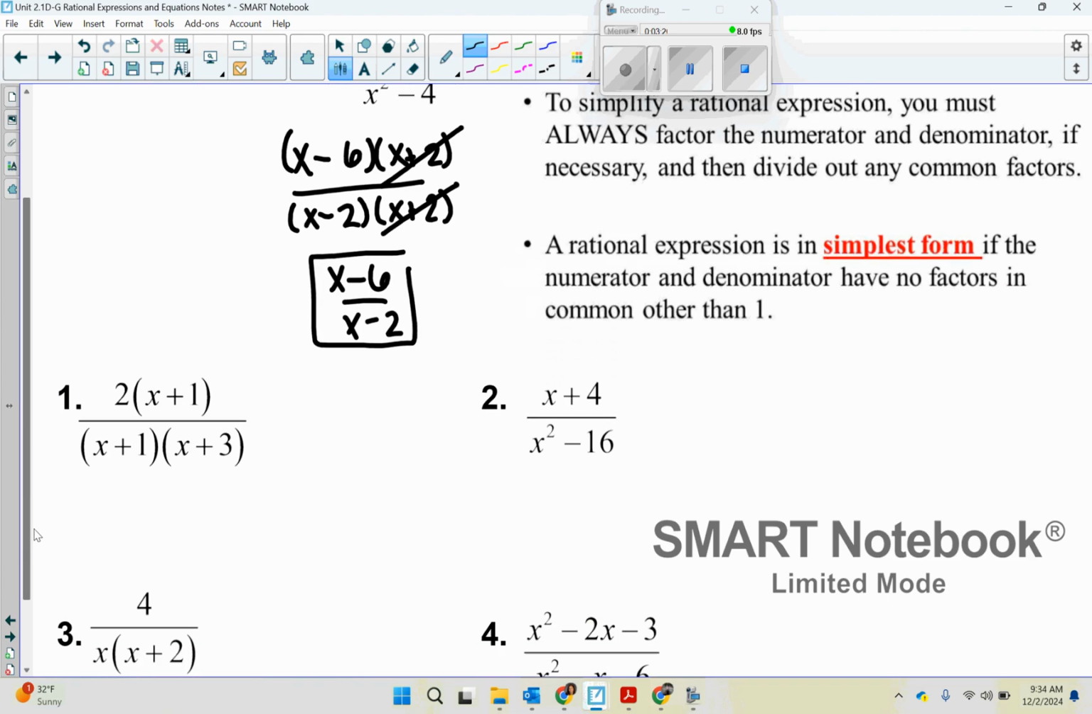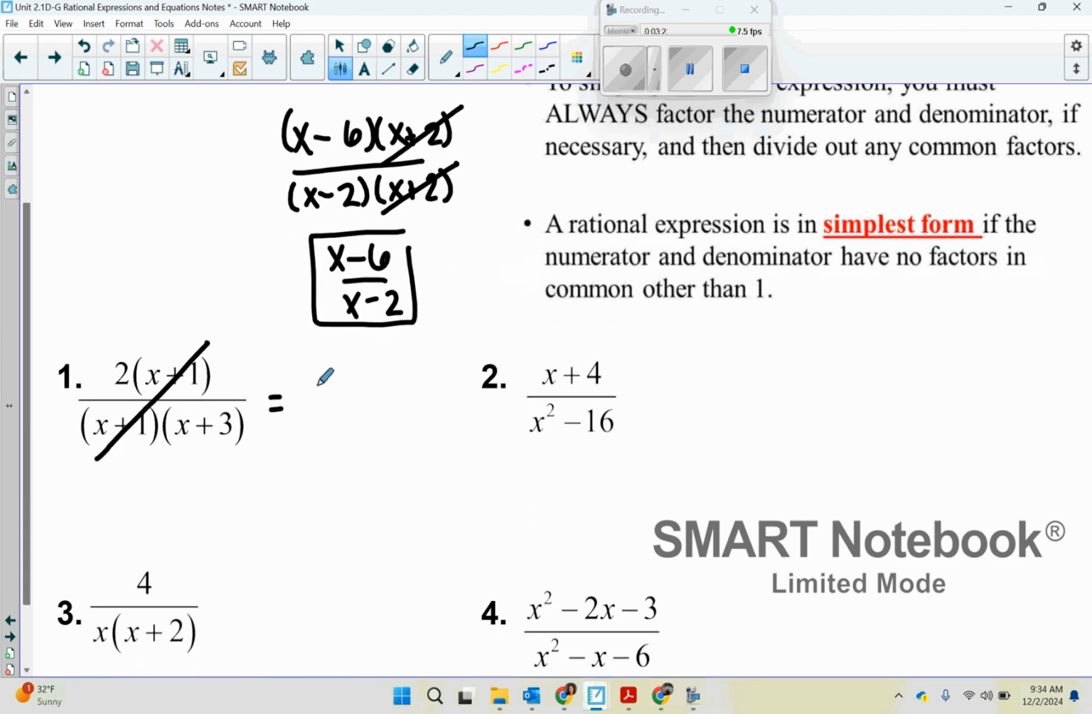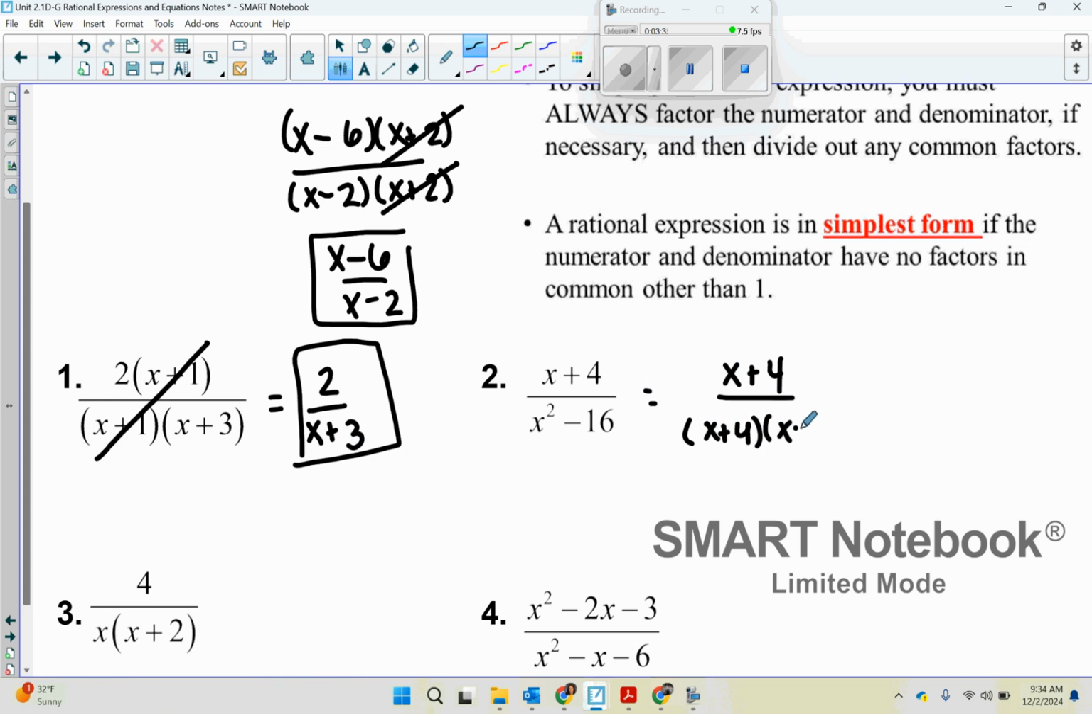Okay? Down here, we can cancel these, so we'll be left with 2 over x plus 3. Nothing you can do there, even if these are both 3's. Remember, we can't cancel because of terms in the denominator. Next, x plus 4 over (x plus 4)(x minus 4), difference of squares. What can we do here? We can cancel the x plus 4's. Just be careful, because a lot of you might say, oh, it's just x minus 4 that we're left with. We need that placeholder of a 1 on top, because remember, anything divided by itself is indeed 1.